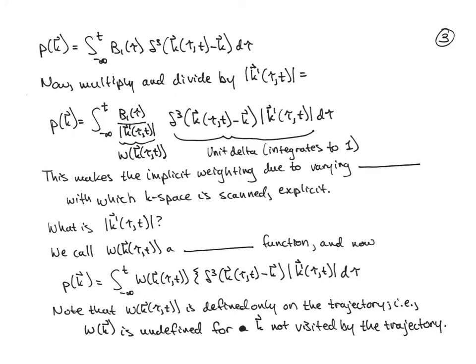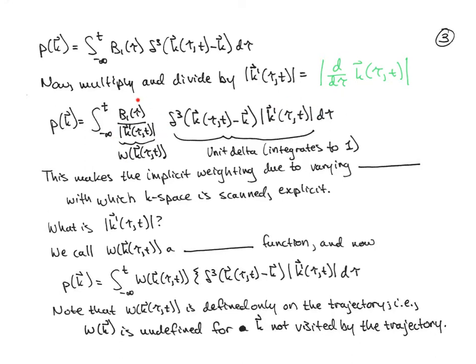So I've rewritten the expression for P of k here. Now what we're going to do is multiply and divide within the integral by the derivative of k as a function of time. That is, k prime of t is going to be d/dt of k of tau comma t. And if we apply that, then we get this expression. We're going to have a k prime of t here and a k prime of t here.